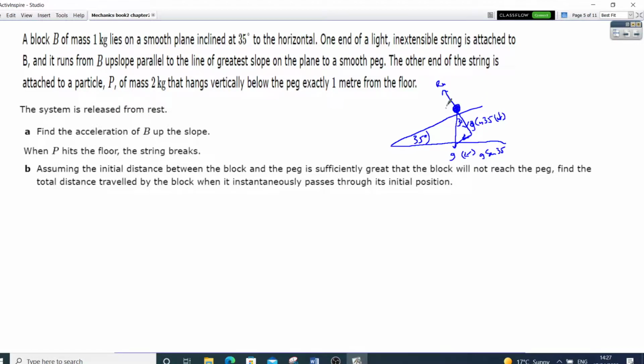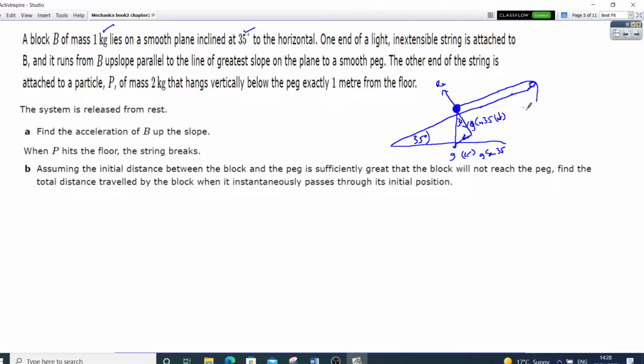Now we've got another scenario here. We've got the 1 kg sorted, smooth, there's no friction, 35 degrees. Now this light inextensible string is attached to B. It runs from B parallel to the slope, so I'm just going to run this string up this slope, a bit higher up here so it doesn't interfere with these numbers. It runs through a peg, parallel to the line of greatest slope, from a smooth peg, so there's the peg, and it runs through here.